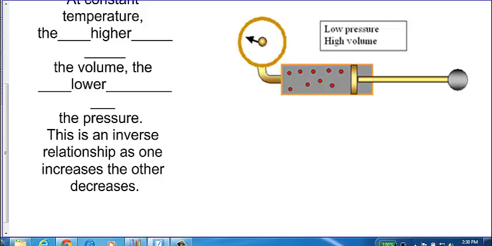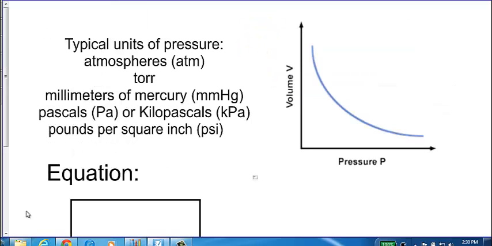Okay, so this is an inverse relationship. As one goes up, the other goes down. As one goes down, the other goes up. Okay? This is the typical graph for a pressure-volume relationship. Notice that it never approaches zero. I mean, it never goes to zero. It may approach it, but it doesn't go to it.